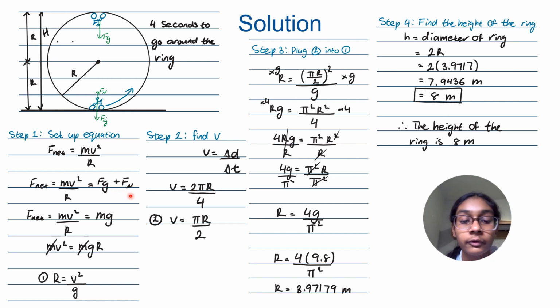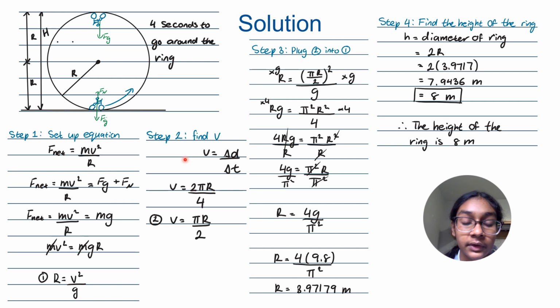Since the motorcycle is moving at the lowest speed possible, the normal force at the top of the ring will be 0, and we will end up with this equation. When we isolate for r, we end up with this. R is equal to v squared over g, and we will name this equation 1. The problem with this equation is that both radius and velocity are unknown, so we will use the formula for velocity to find the velocity, as shown in step 2.